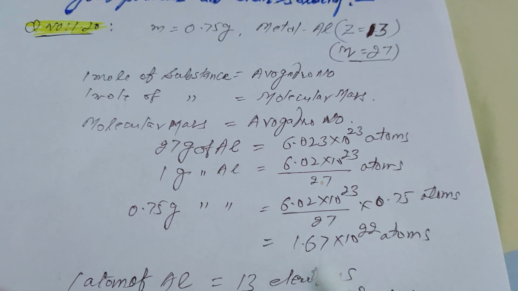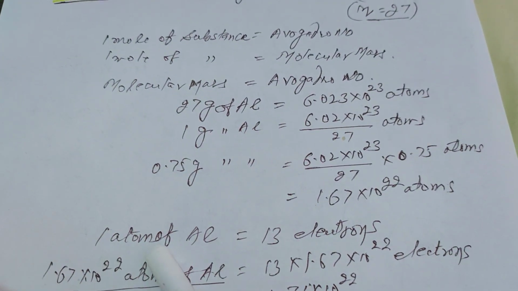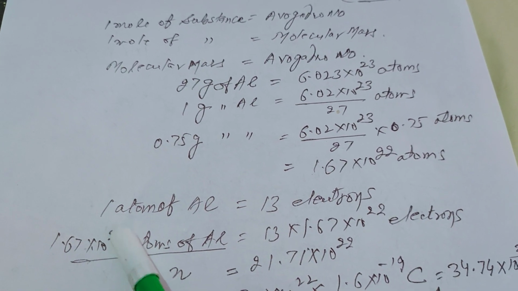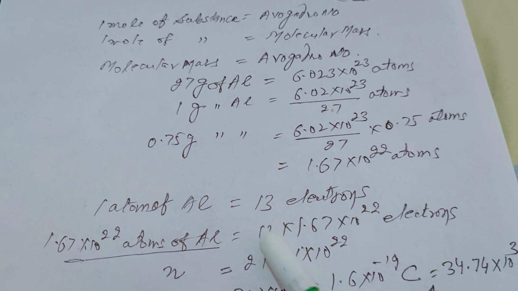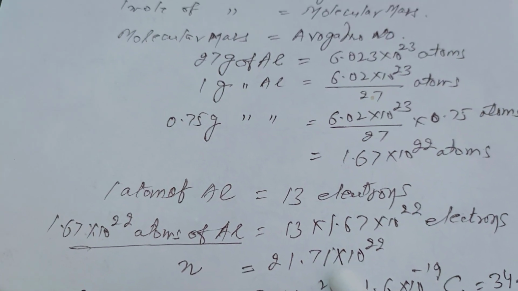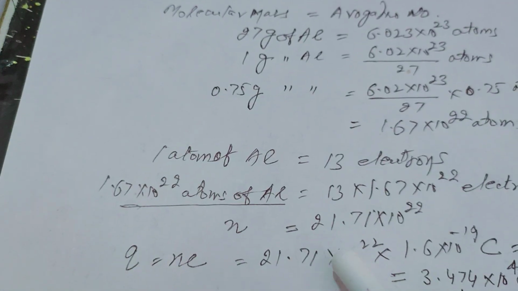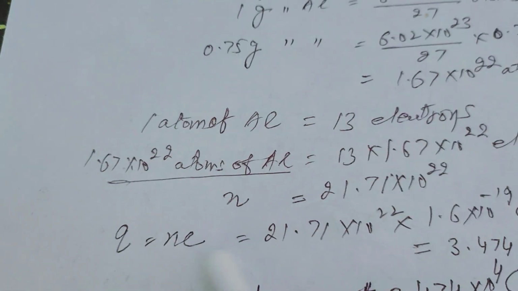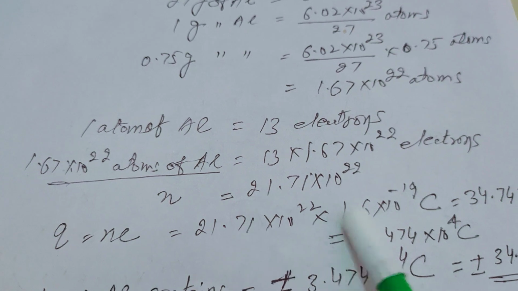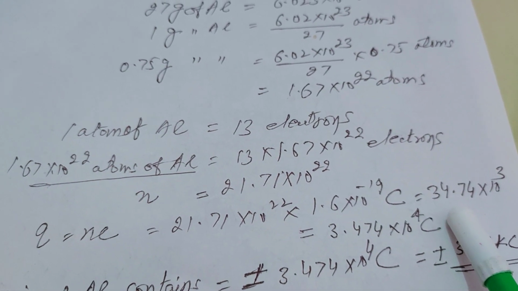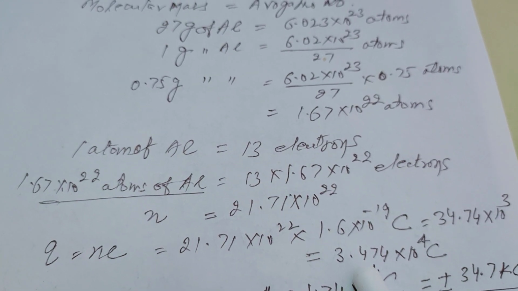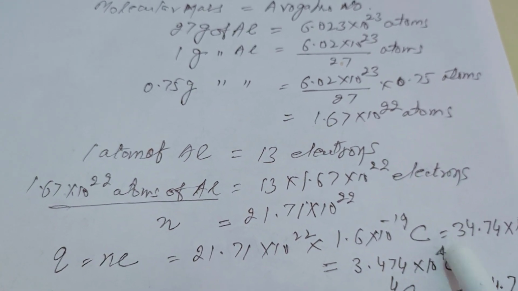So 1.67 into 10 to the power 22 atoms of aluminium, just multiply by 13. So this is the number of electrons. And now if you have to calculate the charge, then Q is equal to N into E. Substitute the value of E, you will get this, or you can write in standard form, that is 3.474 into 10 to the power 4 coulomb.